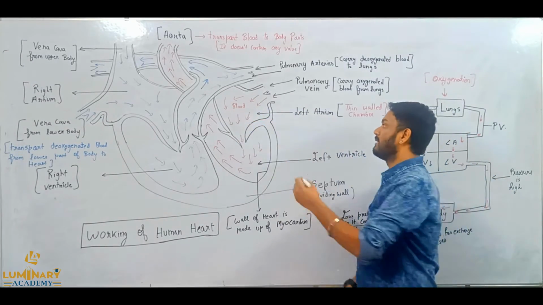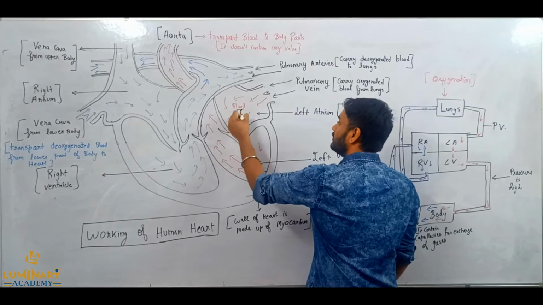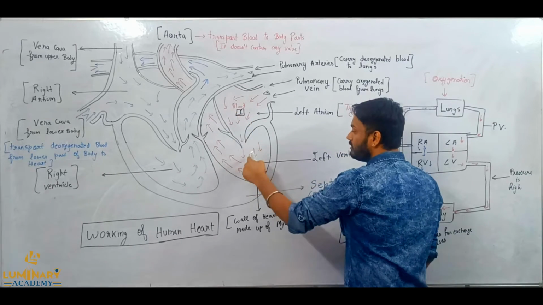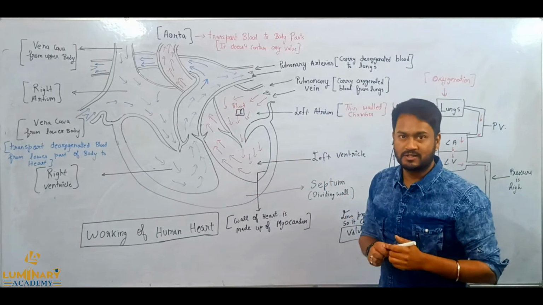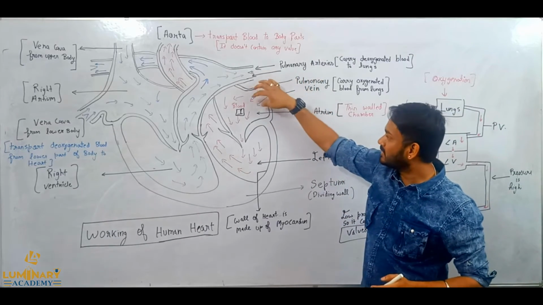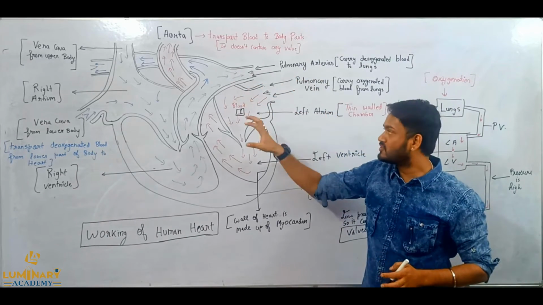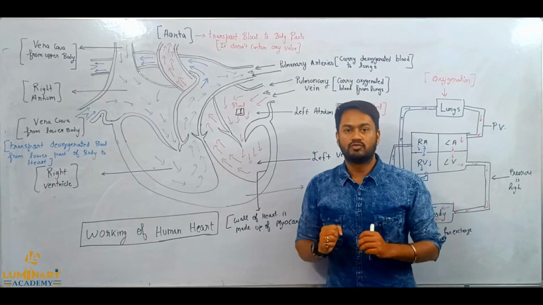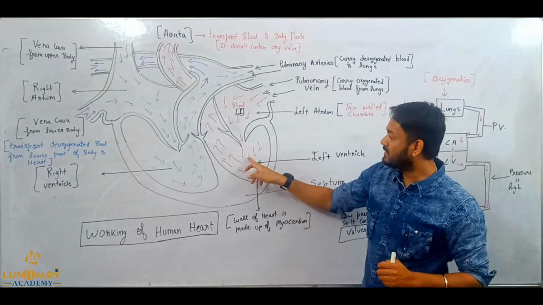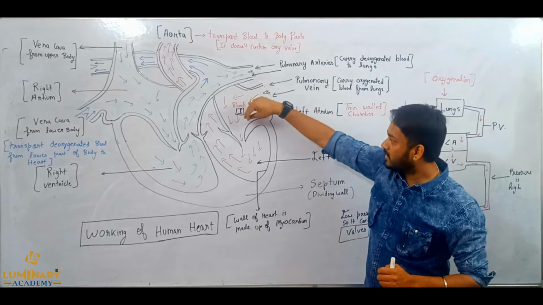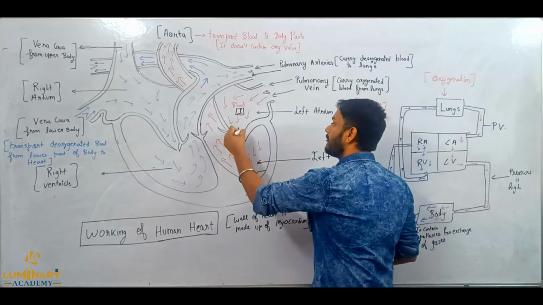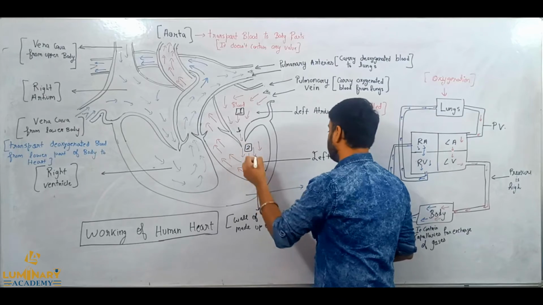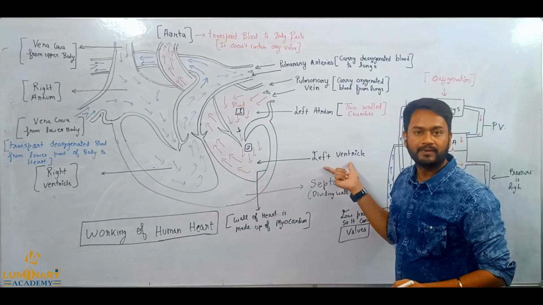From here, the blood travels to the second chamber, but not like this. What happens when the blood is coming into the first chamber? The first chamber relaxes, whereas the second chamber contracts. So when this chamber relaxes and this chamber contracts, the blood flows into the second chamber, that is called the left ventricle, right?